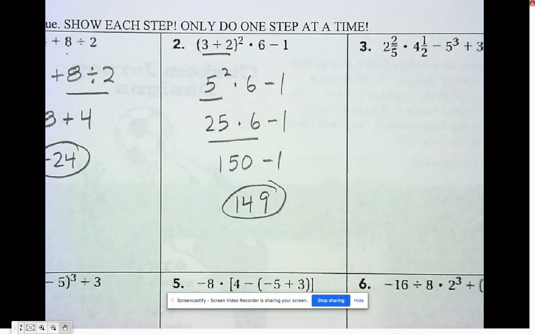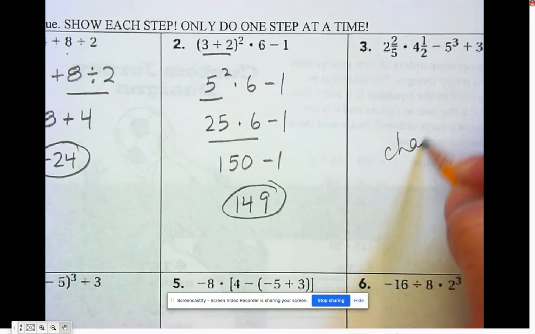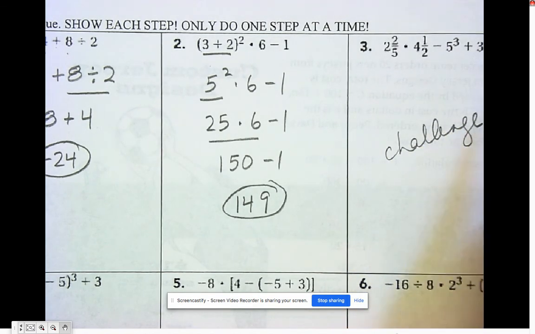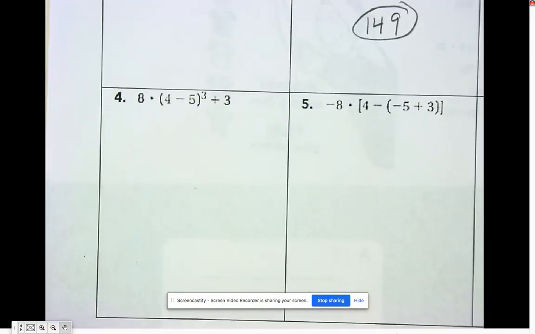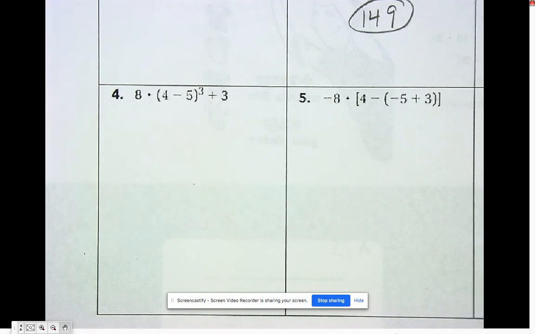I'm going to leave number 3 as kind of a challenge problem. So you can try that one maybe at the end of the video. Okay, let's move on to number 4. So underline what you're doing one step at a time. Go nice and slow.